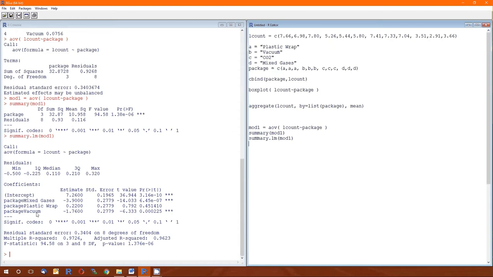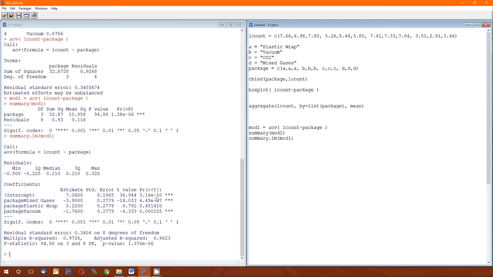So the intercept, in this case, notice that one of the four levels is missing. It's the CO2 level, because C in CO2 is the least in the alphabetical order. So this intercept, the 7.26, is the estimated average, estimated mu, for the CO2 group in terms of the log number of bacteria. This negative 3.9 is the estimated effect difference between mixed gases and CO2. This 0.22 is the estimated effect difference between plastic wrap and CO2. And this negative 1.76 is the estimated differential between vacuum and CO2. So that first one is mu for CO2, and the other three are tau compared with the CO2.